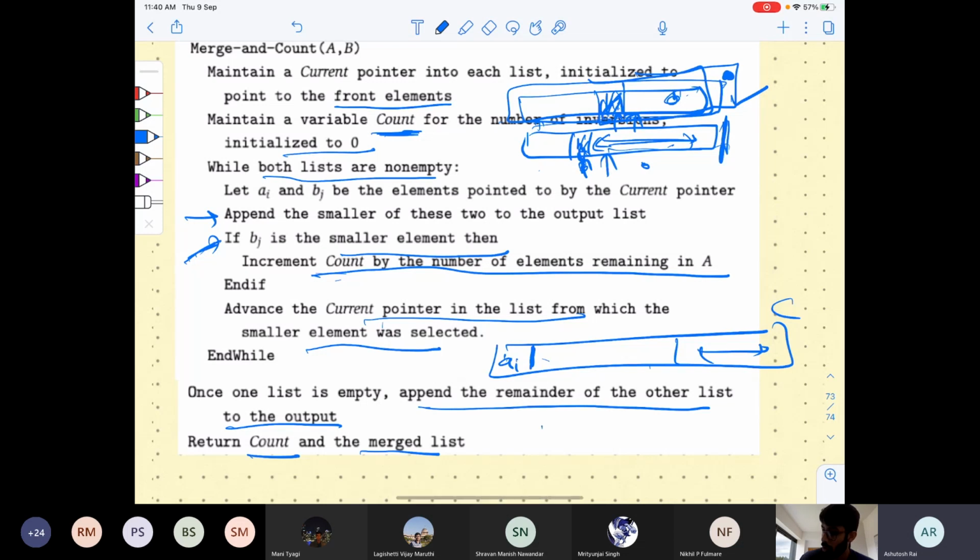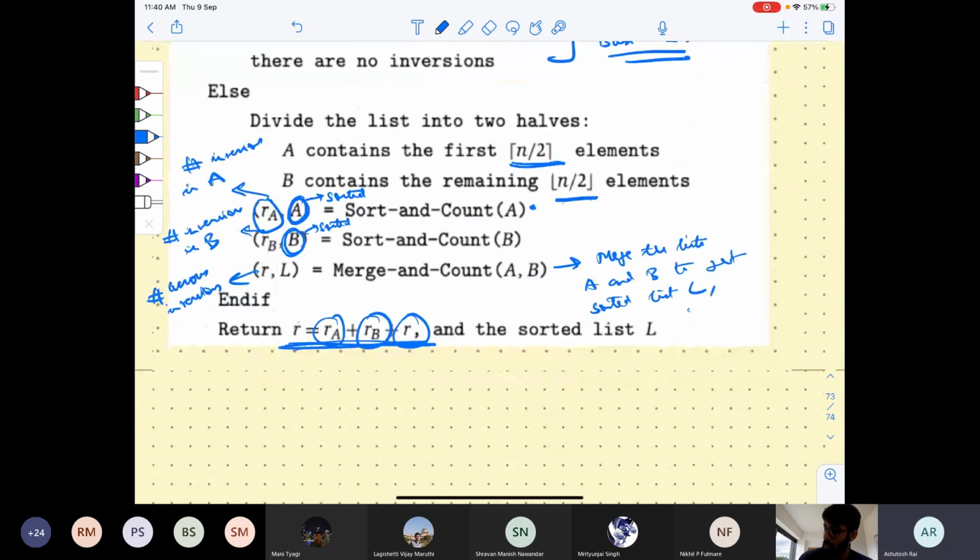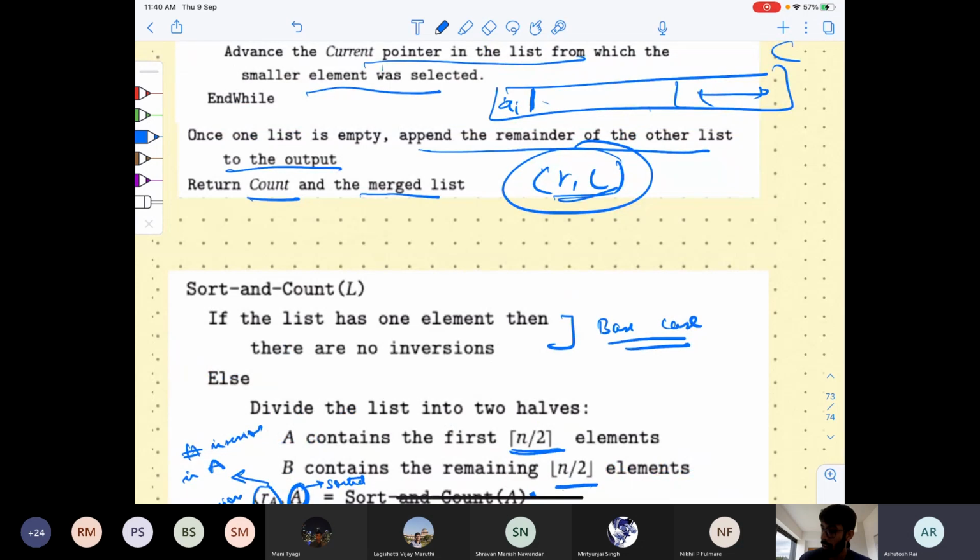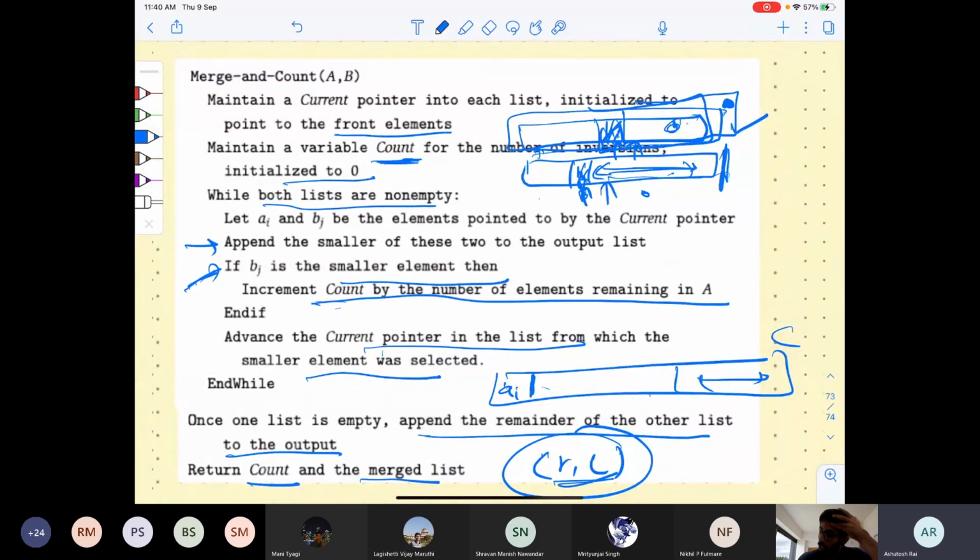So return count. That is whatever this R and L that we had gets returned by this procedure, right? So let's look at the running time. What is the running time? Here, this is just initialization. This is of course order one time, because this is just one variable. This is also order one because you are just putting a pointer to the front of the list, not really anything. Now this is the while loop.